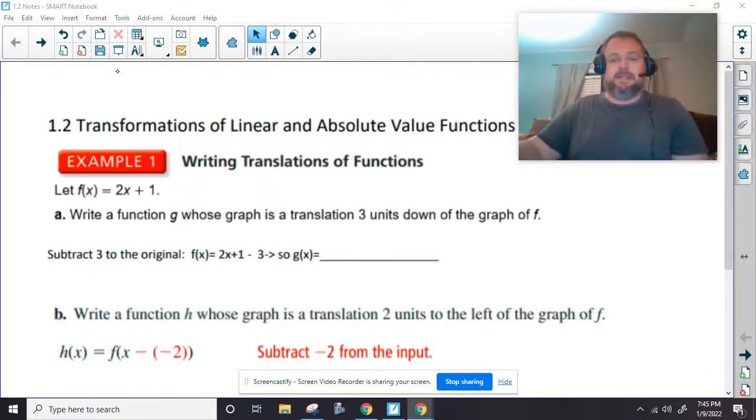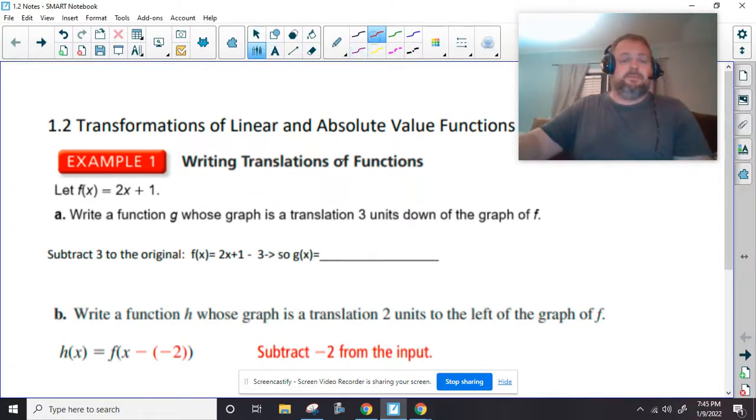Yes, I'm quarantined. I'm in school for a day and a half. That's how it goes.